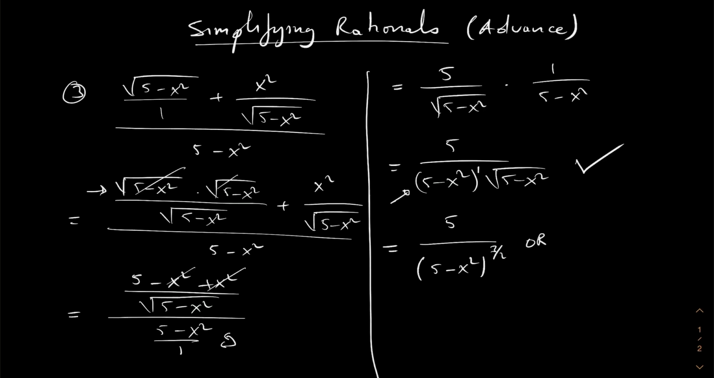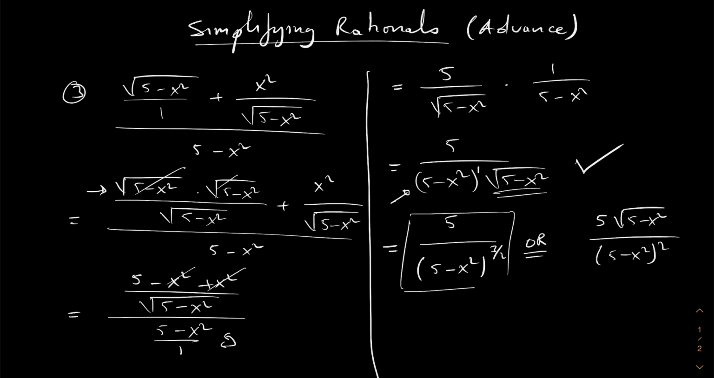Another way to write this answer, if you were asked to rationalize the denominator, which means to write it without any fractional powers, you would have to multiply both top and bottom by the square root of 5 minus x squared. And so your final answer would be 5 times the square root of 5 minus x squared, all divided by 5 minus x squared, all squared. And this will be it. So any of these three final answers would be acceptable for this particular example. And this is it. And I'll see you in the next video.